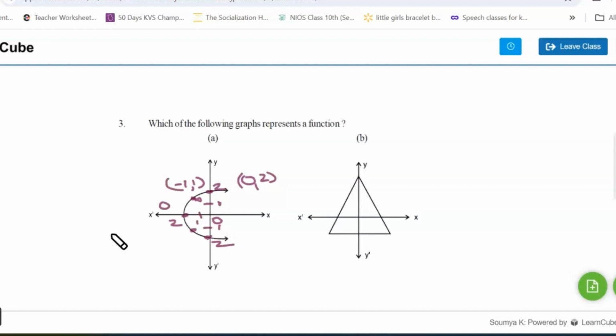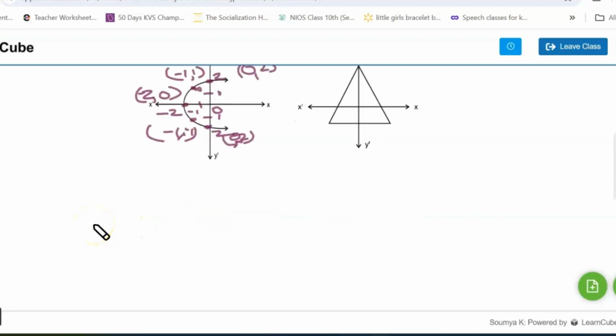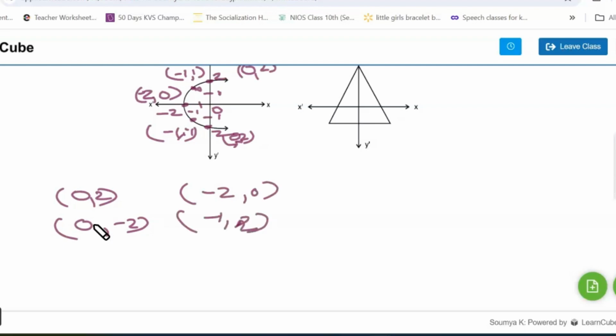Okay, this is 0, 2, 0. It's minus 2, 0. And this point will be minus 1, minus 1. So it is 0, 2, 0, minus 2, minus 2, 0, minus 1, 2, minus 1, minus 2. So these are the values.